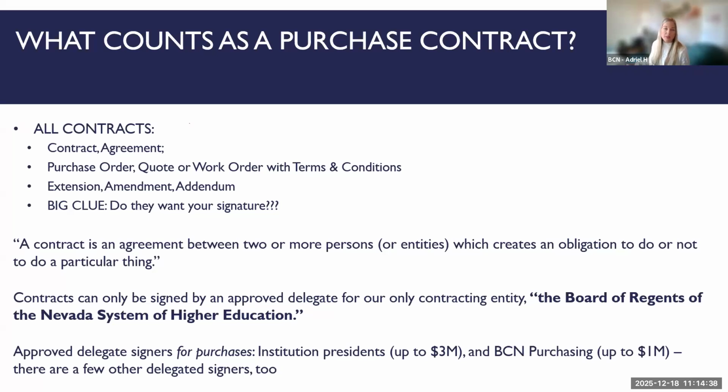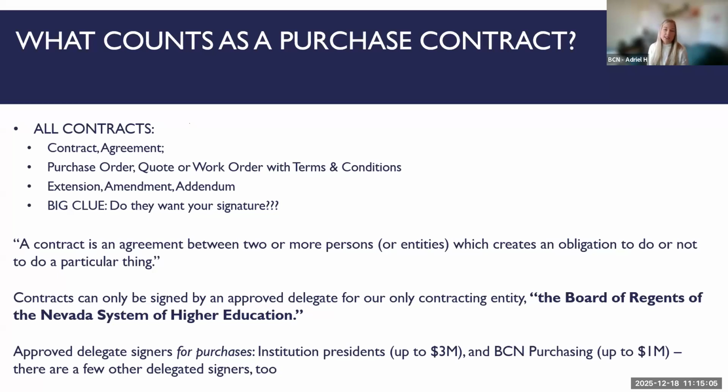This is a quote from the General Counsel's office pages on contracts. A contract is an agreement between two or more persons or entities which creates an obligation to do or not do a particular thing. It's important to define this because the Board of Regents has very strict rules on who is authorized to sign on behalf of the Board of Regents, which is our legal entity.